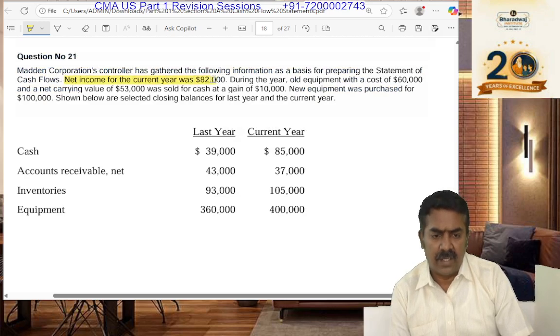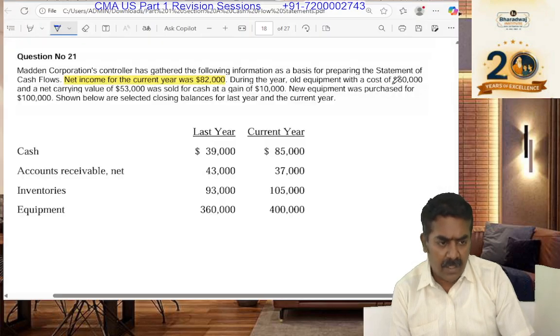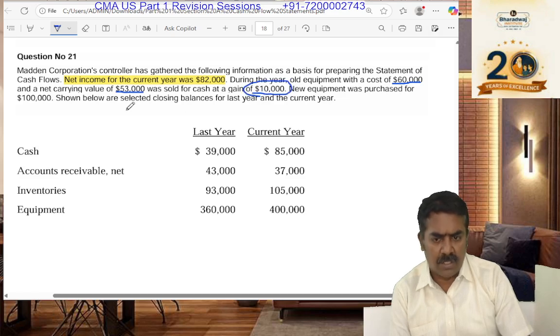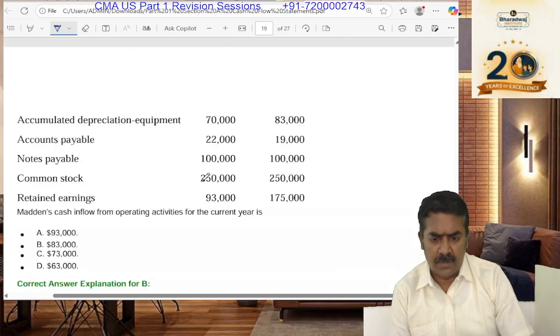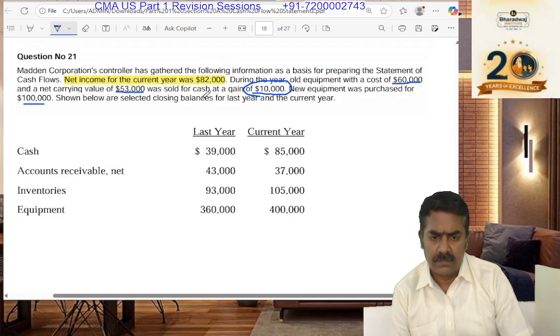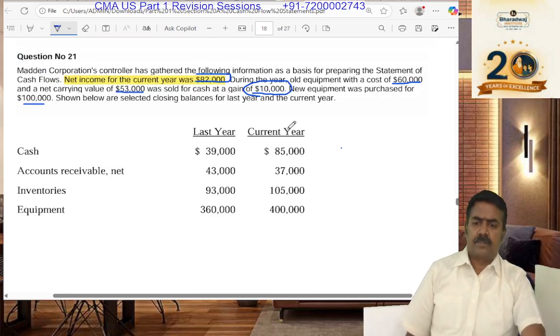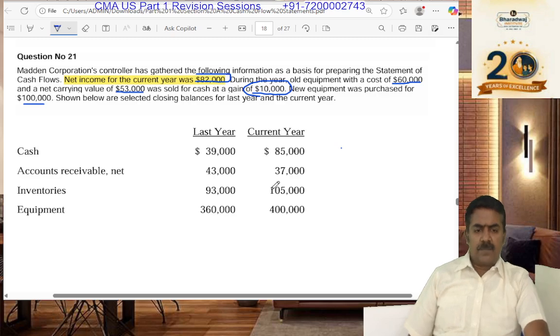Net income for the current year 82,000 is given. Old equipment costing 60,000, carrying 53,000, was sold for a gain of 10,000 to the company. New equipment was purchased for 1 lakh. They have given various information. We asked you to work out which activity? Operating activity. What is the net income given? 82,000. Let us start from that and work out. Try for it. First, complete this part and let us go for the next part.